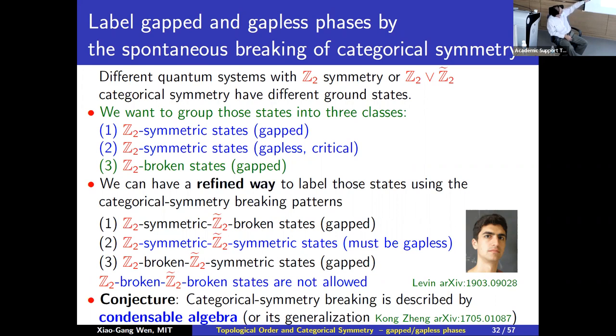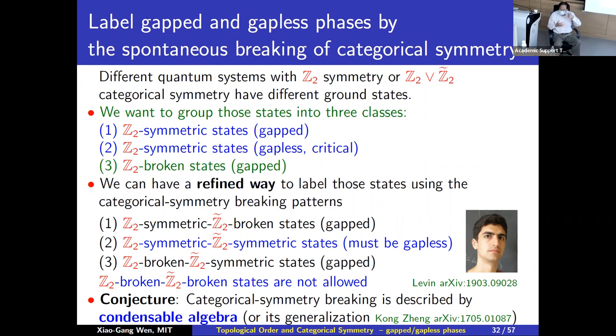However, if you use categorical symmetry, then the gapped state is Z2 symmetric, Z2-tilde breaking, but the critical state is symmetric under both. The other gapped state is Z2 breaking and Z2-tilde symmetric. So basically there was a one-to-one correspondence before, but in the new labeling we break the degeneracy. These two states are different. This really means that we view the gapless states and gapped states on an equal footing via condensation. They are just different patterns of condensation, which lead to different symmetry breaking patterns.